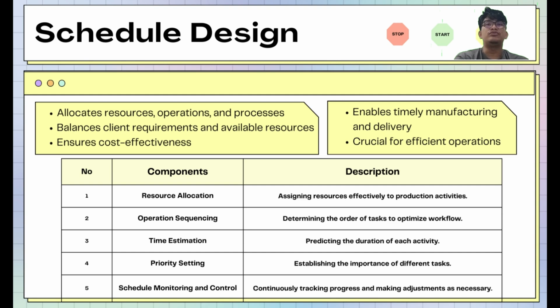There are 5 components to schedule design. First is resource allocation, assigning resources effectively to production activities. Then operation sequencing, determining the order of tasks to optimize workflow. Then time estimation, predicting the duration of each activity. Then priority setting, establishing the importance of different tasks. And finally, schedule monitoring and control, continuously tracking the progress and making adjustments as necessary.